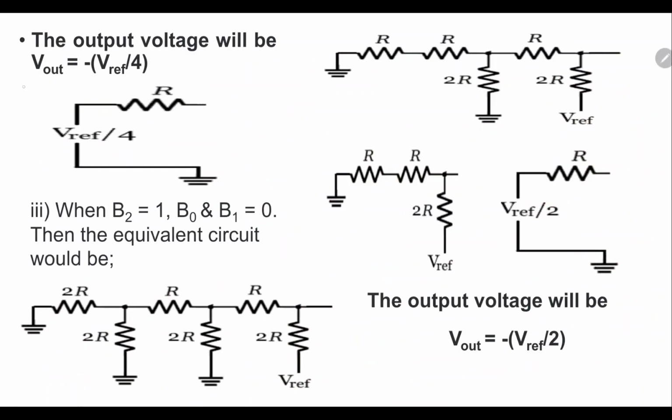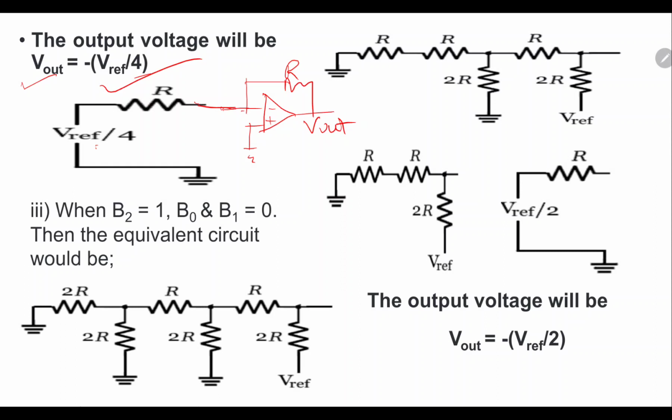So here finally what we are going to get is again considering the inverting op-amp with RF value to be 1, RF as 1. So this one is grounded. Here we are applying this input. Here we have applied this input V reference by 4 via the resistance R. So actually it is connected like this. So in this case the V out is given by minus V reference by 4.